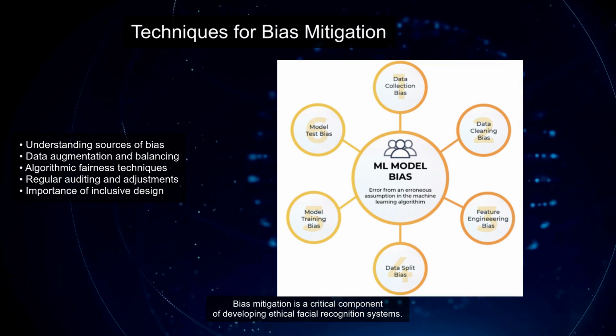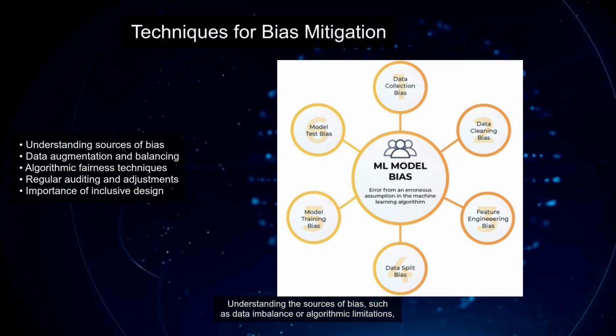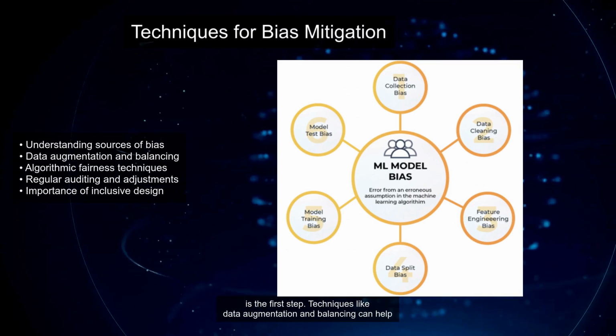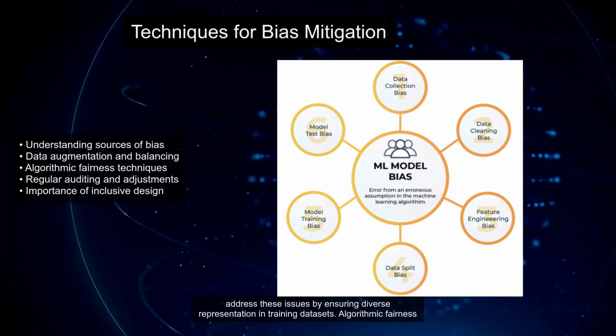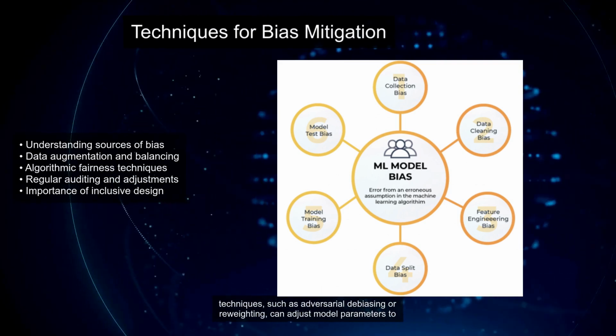Bias mitigation is a critical component of developing ethical facial recognition systems. Understanding the sources of bias, such as data imbalance or algorithmic limitations, is the first step. Techniques like data augmentation and balancing can help address these issues by ensuring diverse representation in training datasets.